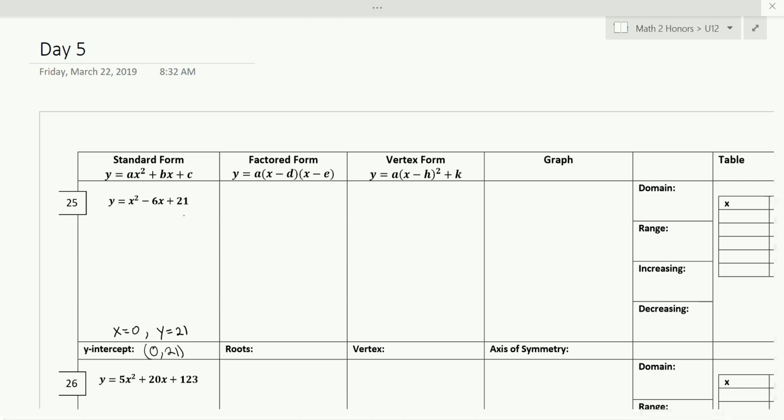Okay, I'll trust you. So it doesn't work. So it does? Okay, so no factored form.